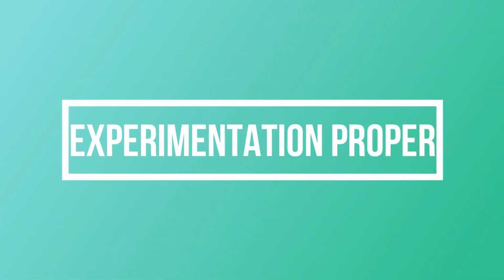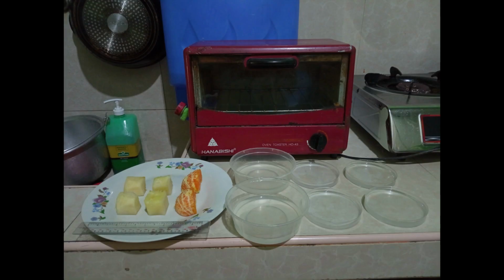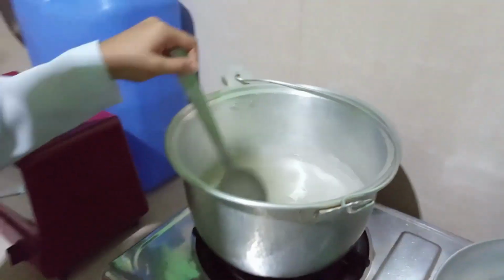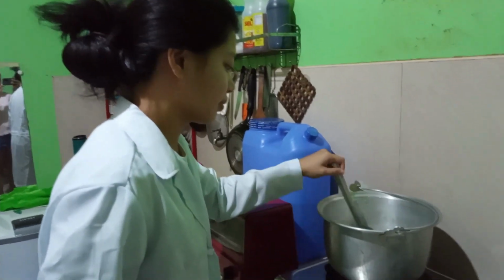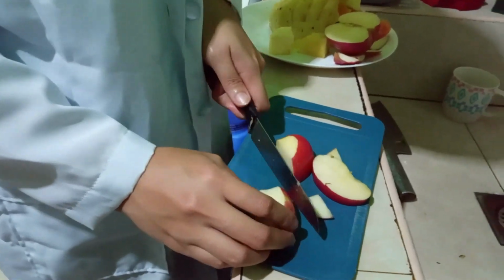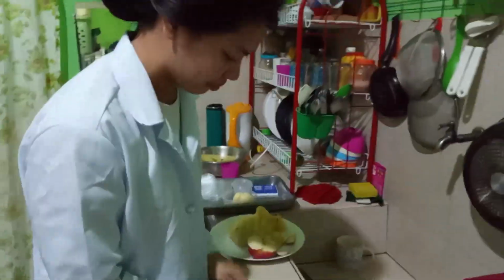Now, let's move on to the materials needed for this experiment. These are the fresh apple, orange, pineapple, gelatin, microwave oven, and container for the gelatin. Experimentation proper. First, prepare the gelatin. Next, cut 2 equal size 1 inch by 1 inch pieces of fresh apple, orange, and pineapple.